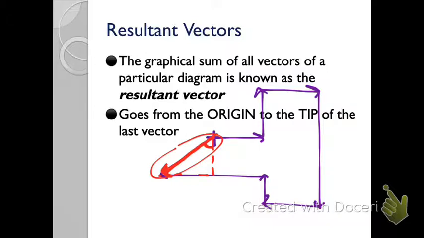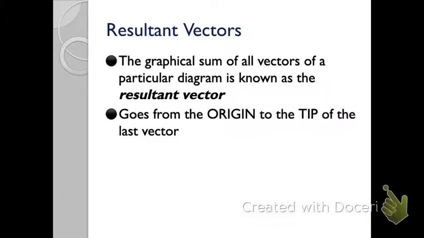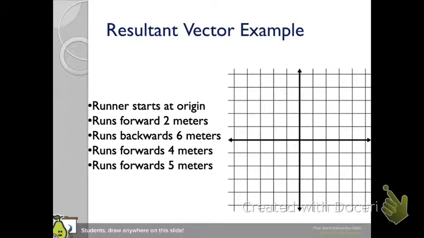All right. So let's go ahead and try a basic problem here. Let's say you don't have to draw this part out, but I'm going to draw it out right here. The runner starts at the origin. They go forward 2 meters, so 1, 2. Then they go backward 6 meters, so you go from the tip of the last vector, 1. Let me draw it in a different color so we can see it. 1, 2, 3, 4, 5, 6.